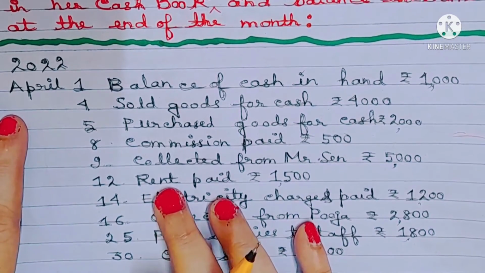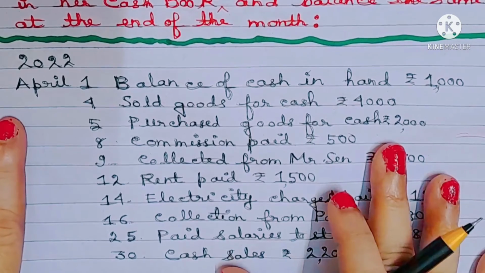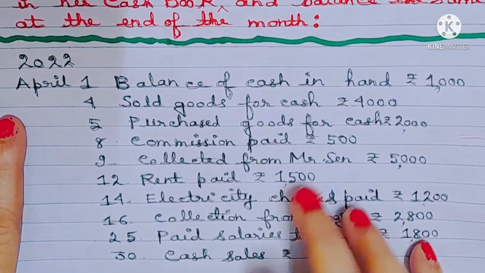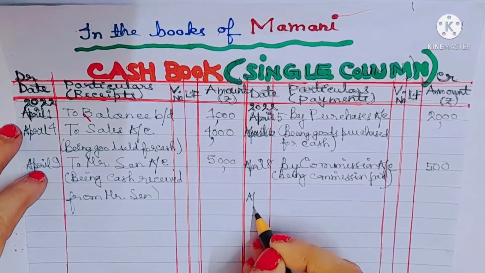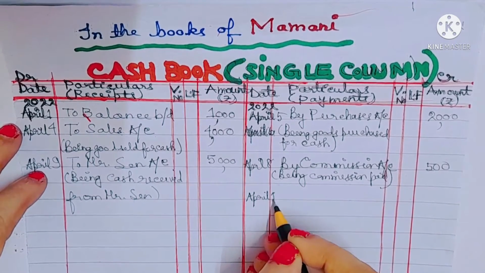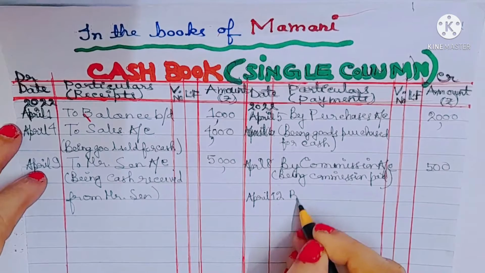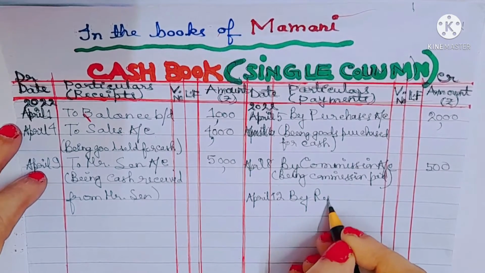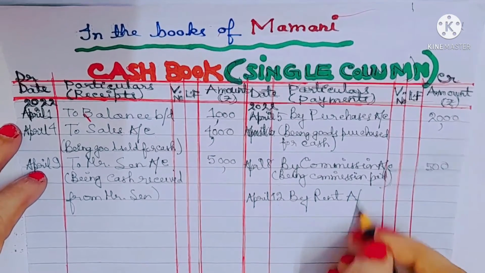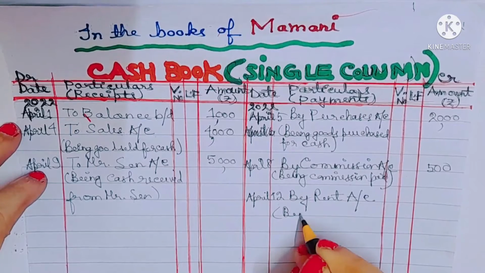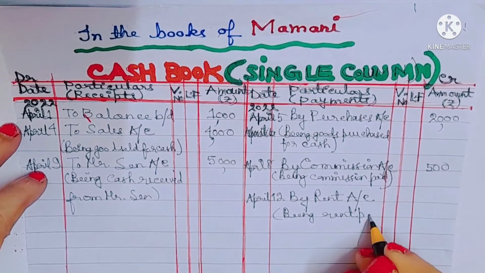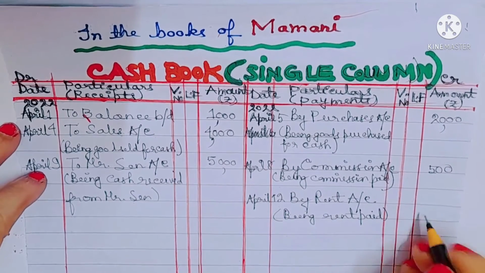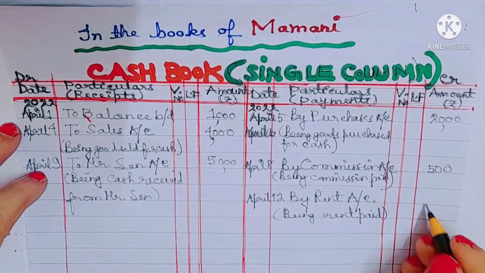What will we write in the cash book? By rent account. Let's write by rent account 1,500 on 12th April. Okay, so on 12th April, by rent account, being rent paid. How much is rent paid? 1,500.